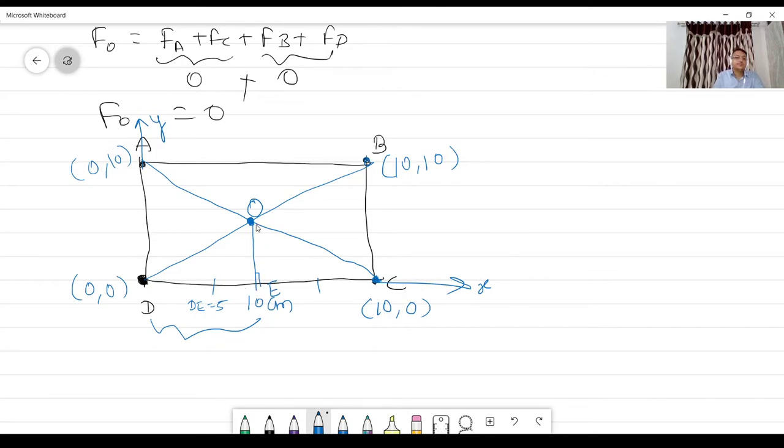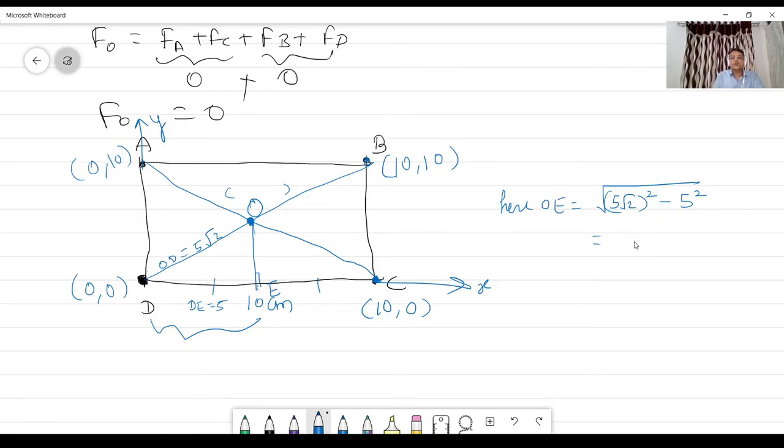And actually I need to determine the location of this O point. So how can I determine it? Earlier we have seen that the distance OD is equal to 5 root 2. So now we know that this distance is 5 root 2, and this is 5. If I try to determine this height OE, I can easily find it by Pythagoras theorem: OE is the square root of 5 root 2 whole square minus 5 square.